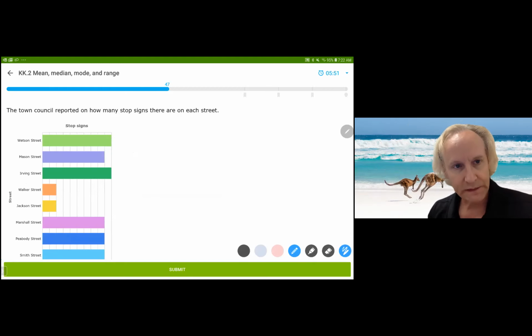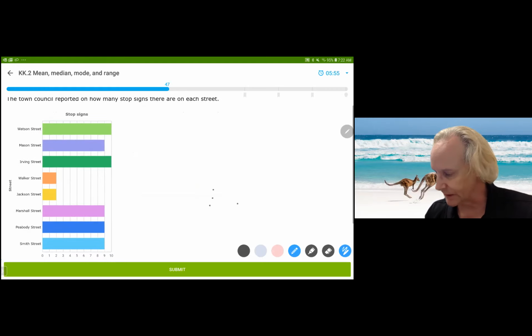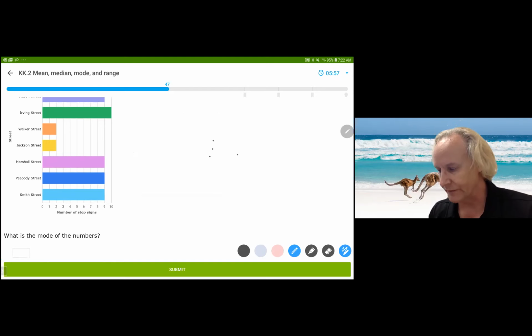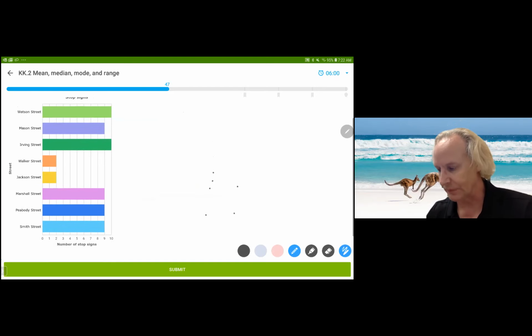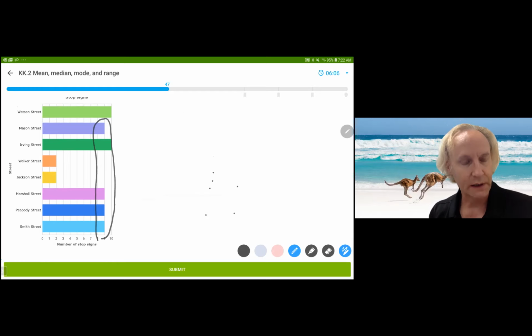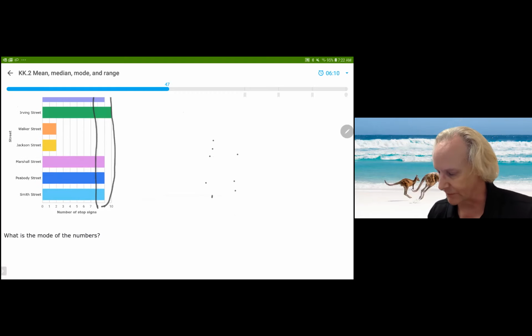Okay, let's see. Reported on how many stop signs there are in each street. Okay. And what is the mode of the numbers? Again, we want the most popular number, which happens to be 9. 9 stop signs is the most popular number of signs on a given street. So we're talking about 9 for the mode.